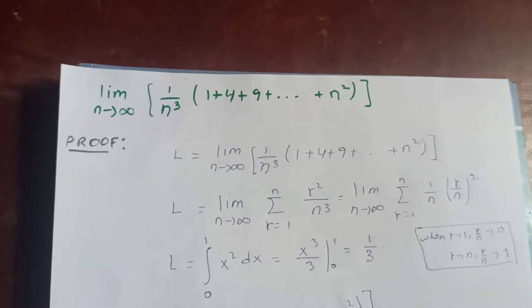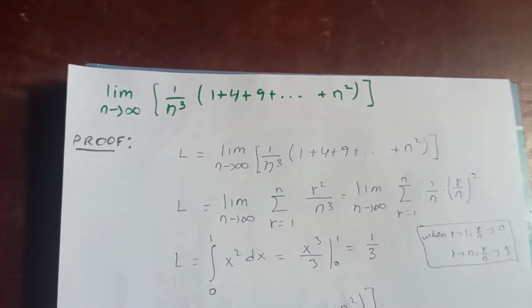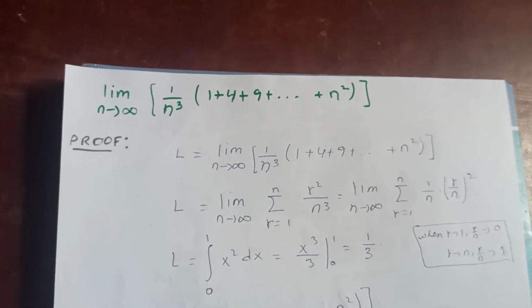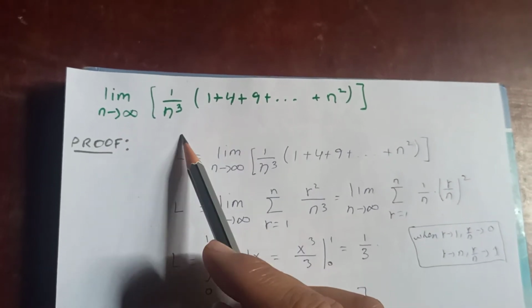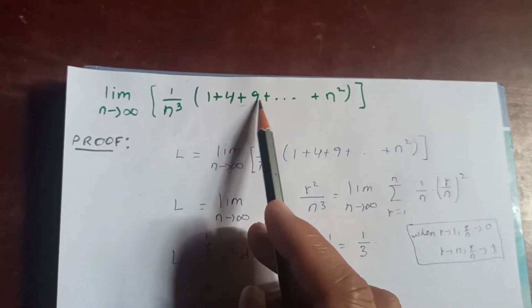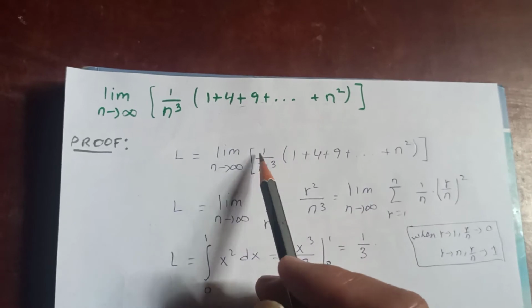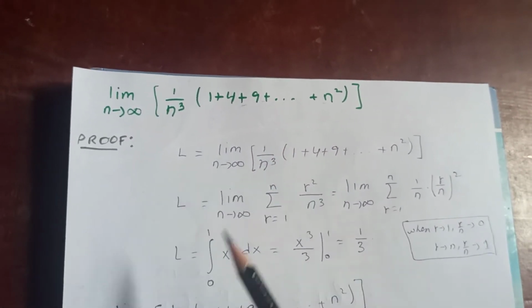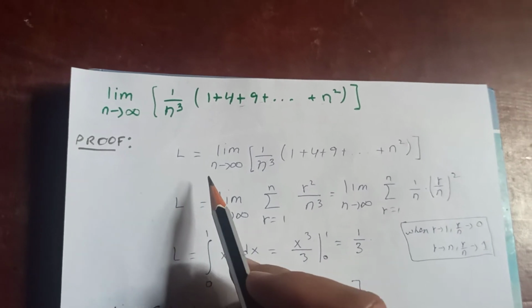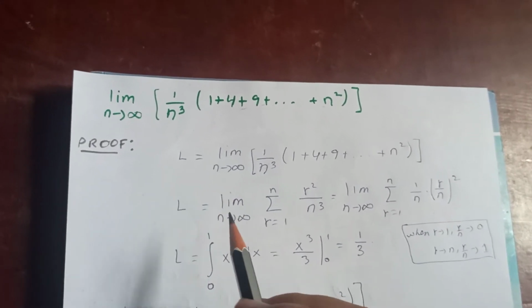Let's try to prove another limit, which is the easiest one. Okay, it is easy. We just take the limit as n tends to infinity of 1 over n cubed times (1 plus 4 plus 9 plus and so on up to n squared). I'm going to prove this in two ways. First is using integration.